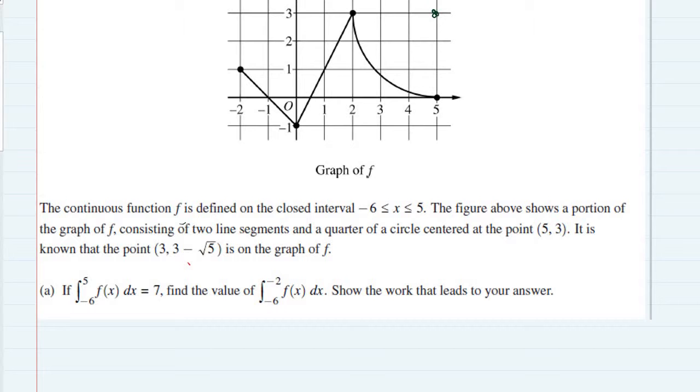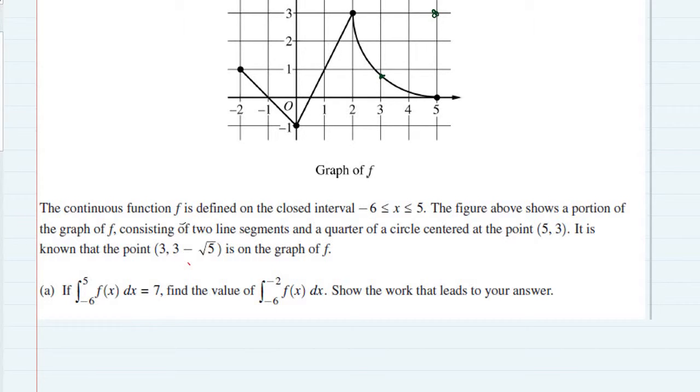So there's its center, and it is known that the point (3, 3 minus root 5) is on the graph of f. So for some reason, which we'll probably find out soon, they've given us one specific point right here that lies on the circle.